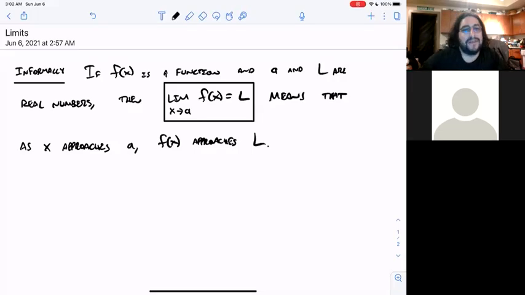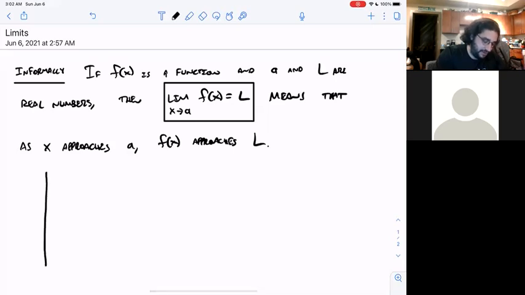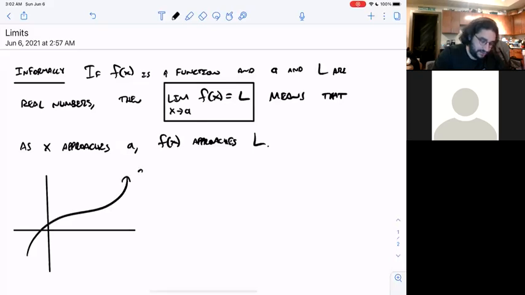Hello. So I want to talk today a little bit about the idea of limits. Informally, it's just a value L that a function approaches as the input approaches some number A. That's exactly what I have written here. It can be something smooth, a nice, well-behaved function like this.